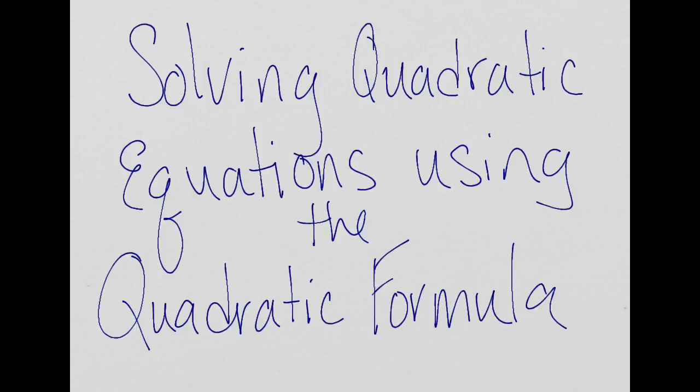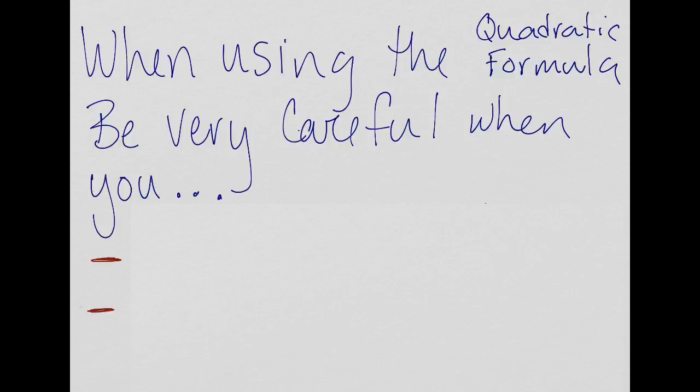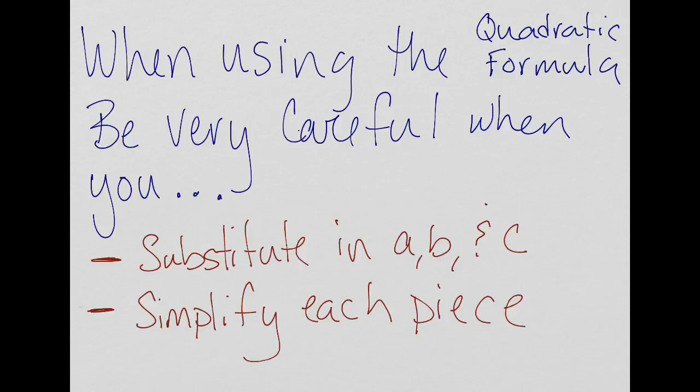Okay, let's get started. When you're using the quadratic formula, you want to be really careful when substituting in A, B, and C, because if you remember the quadratic formula, it said x equals negative b plus or minus the square root of b squared. There are some negatives and positives throughout the entire formula that we have to be really careful with. And then because there are so many little things to simplify, we want to be really careful each time we simplify a component. So let's get started.